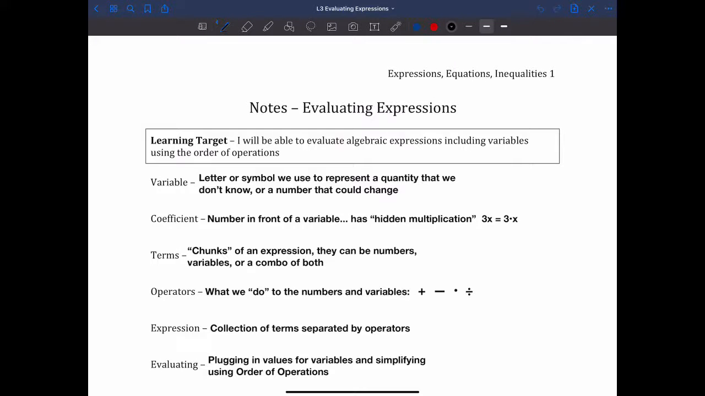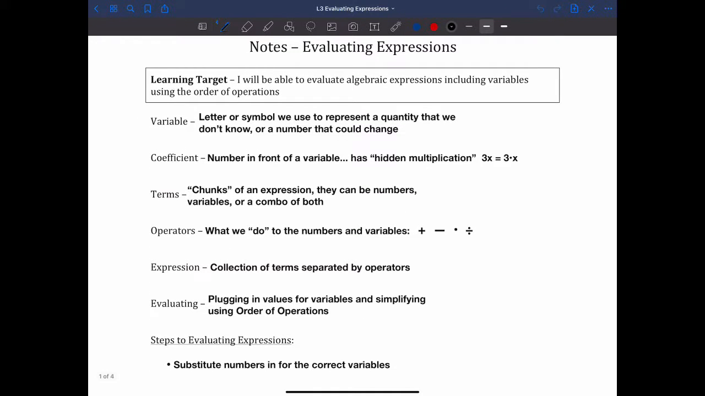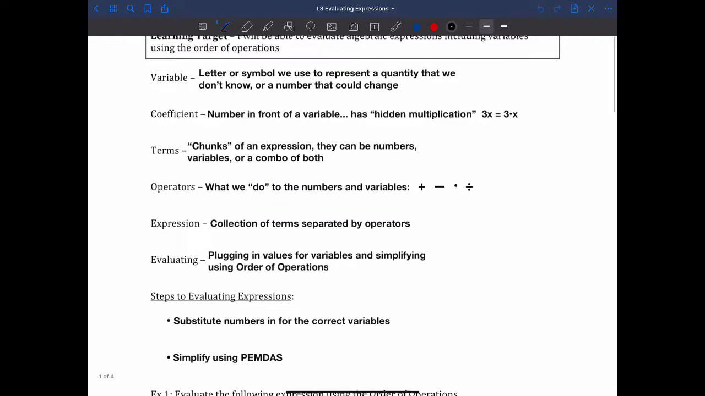Alrighty, hello. So what we're going to be talking about today is evaluating expressions. Hopefully we'll be able to do that when there are variables involved and when we're using our order of operations. So we've got some basic terminology to get out of the way first.